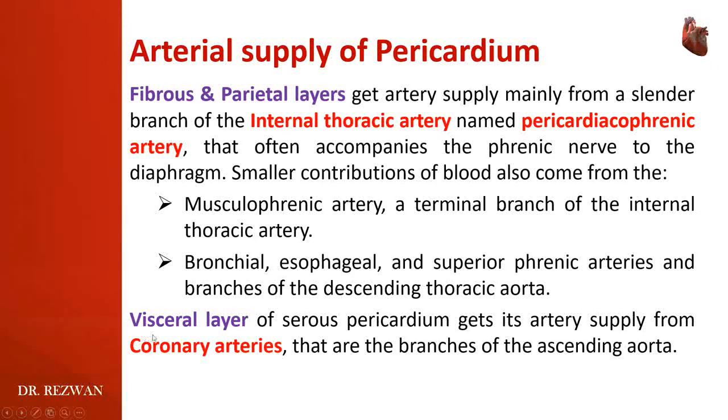On the other hand, the visceral layer of the serous pericardium gets its arterial supply from the coronary arteries, that are the branches of the ascending aorta. We know that the coronary arteries are the arterial supply of the heart. So the visceral pericardium, being adherent with the heart itself, is having the same arterial supply, that is the coronary artery.